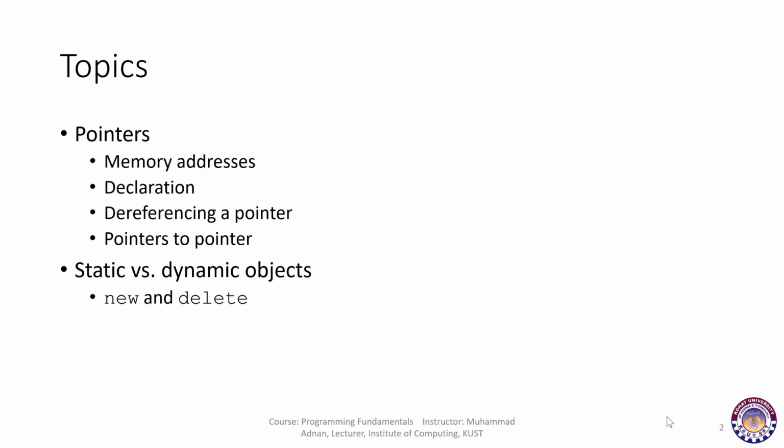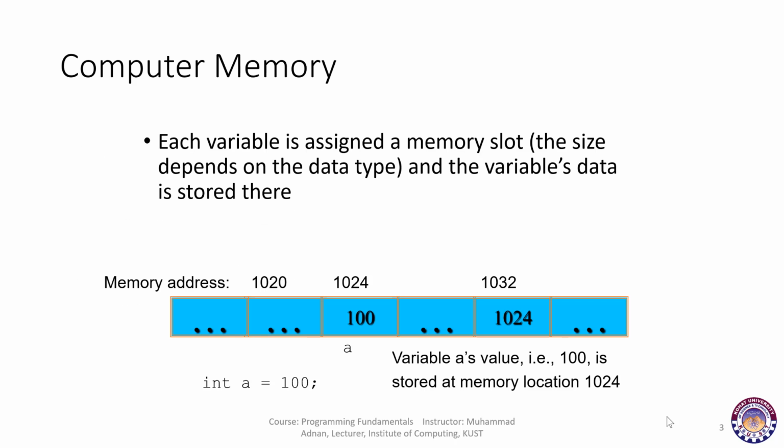Today mainly we are going to discuss pointers. We are going to discuss memory addresses, pointer declaration, dereferencing a pointer, pointers to pointer. And then if we have time, we are going to differentiate between static and dynamic objects. We are also going to study the new and the delete keyword. So with that, let us start the lecture formally.